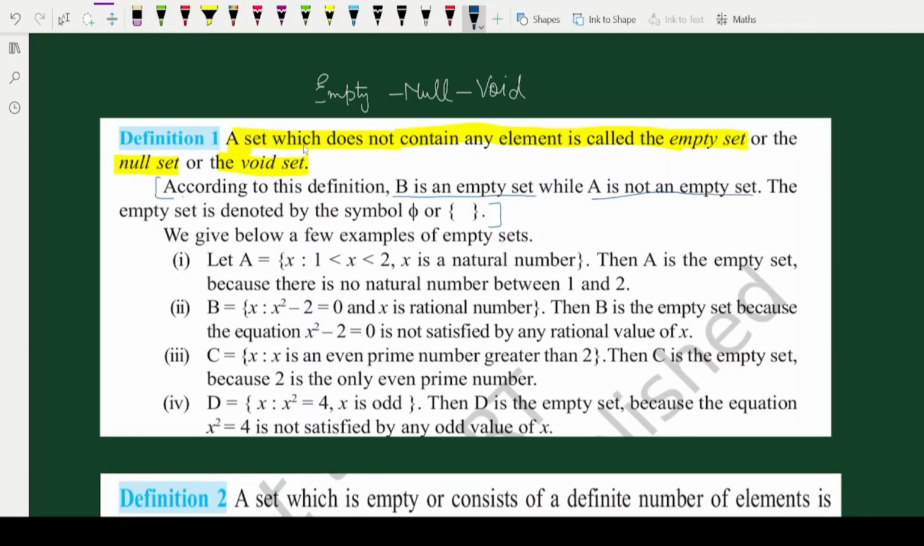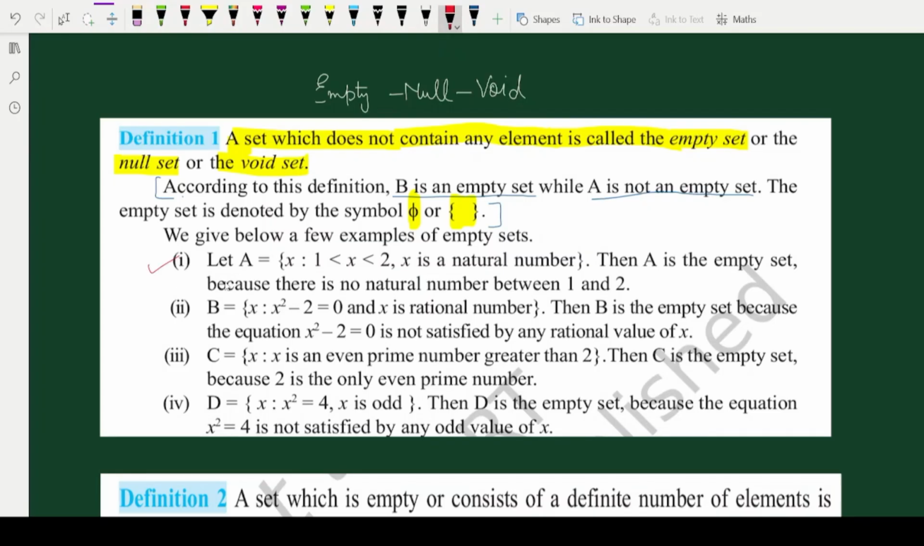The empty set notation is given here: phi, or two curly braces with nothing in them. This is empty. Now look at some very good examples.